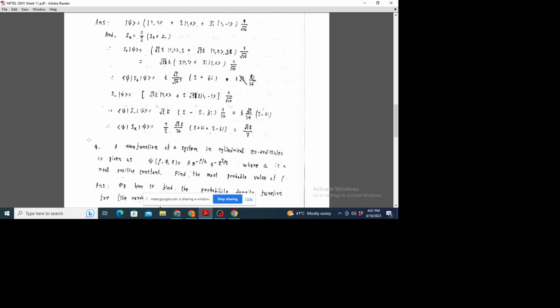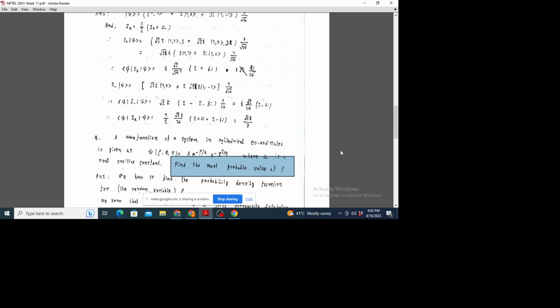Now about wave function. A wave function of a system is given in cylindrical coordinates. So in the cylindrical coordinate, the wave function is given as this. Now A is a real positive constant. So this is the wave function of a system given in the cylindrical coordinates. Now we have to find the most probable value of rho.